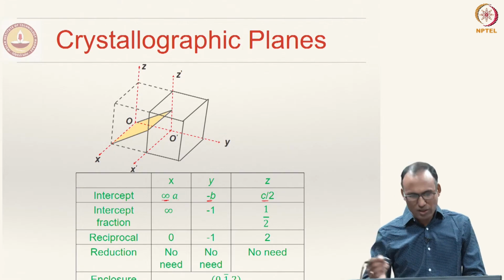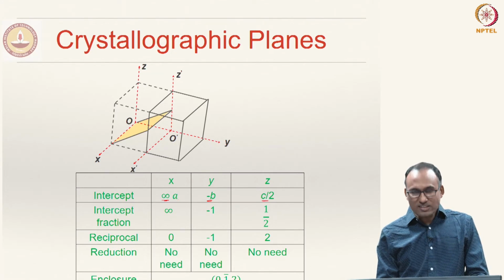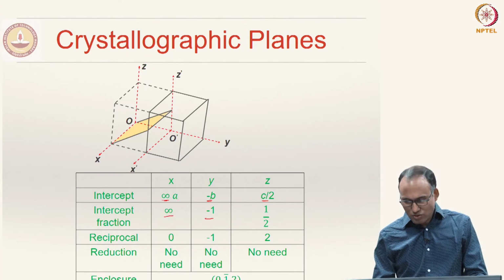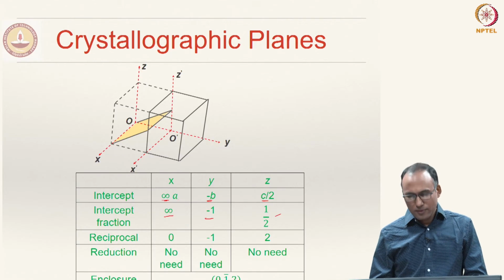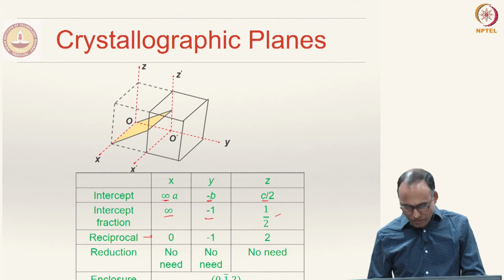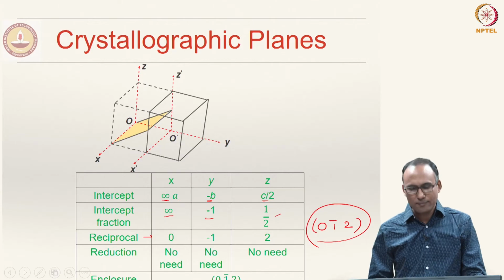A, B, C are your lattice parameters, for instance, and then you write each intercept as a fraction of your lattice parameter. That is why I am writing infinity, minus 1 and plus half, and then you need to take the reciprocals of them: 0, minus 1, 2. Do we need to do any reduction? Because there are no fractions, there is no need for reduction, and hence the enclosure will be 0, 1 bar and 2. So, that is the representation of that plane.